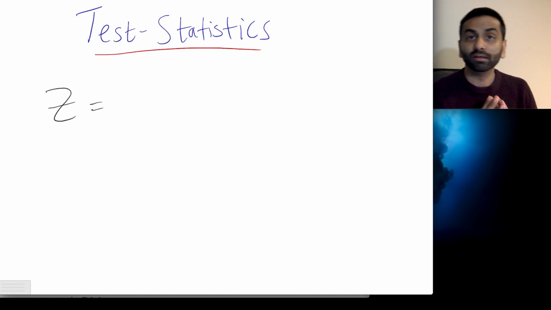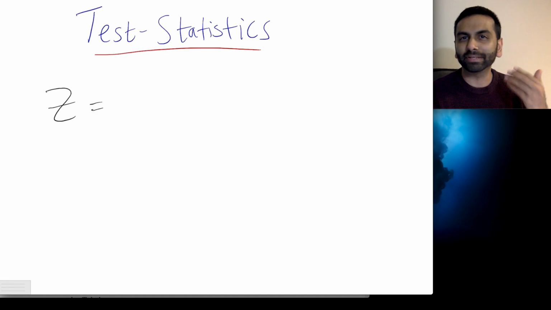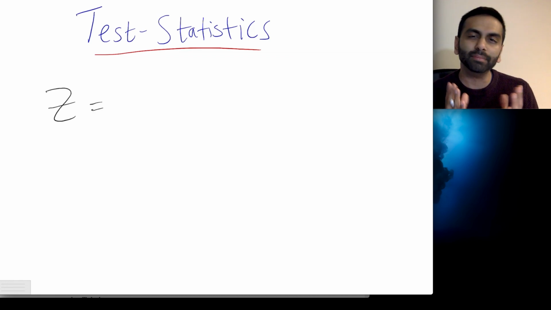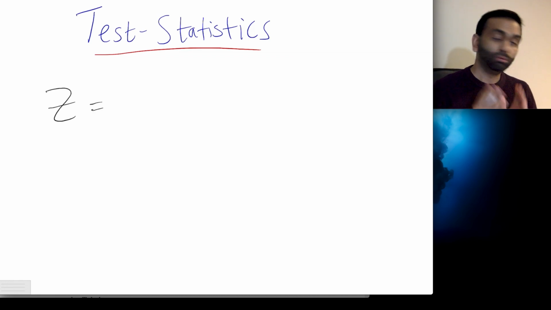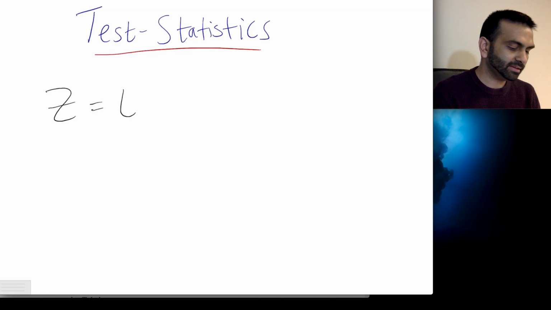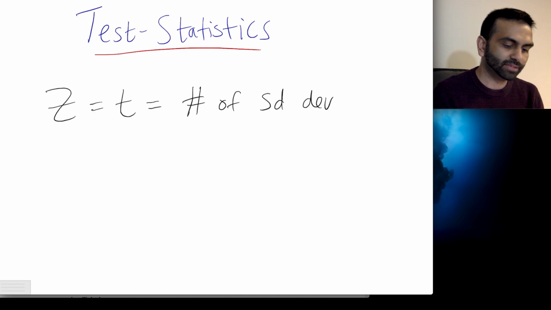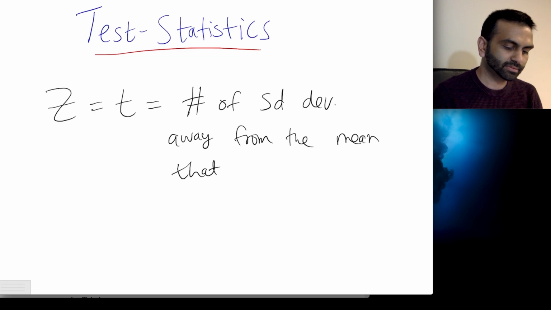Z, essentially, the English interpretation of Z. If somebody were to say that the Z is 1.7, what does that mean? What should come to mind when you hear that? Well, in English, Z and T are essentially both the number of standard deviations away from the mean that value is.